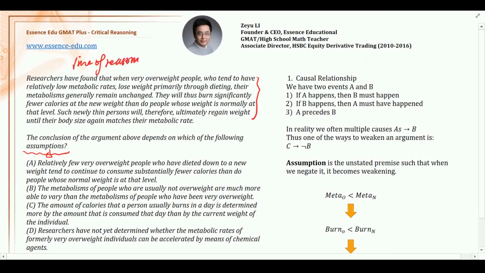The line of reasoning. What is the line of reasoning? It is a little bit abstract. Let me use this example to show you what exactly it means.